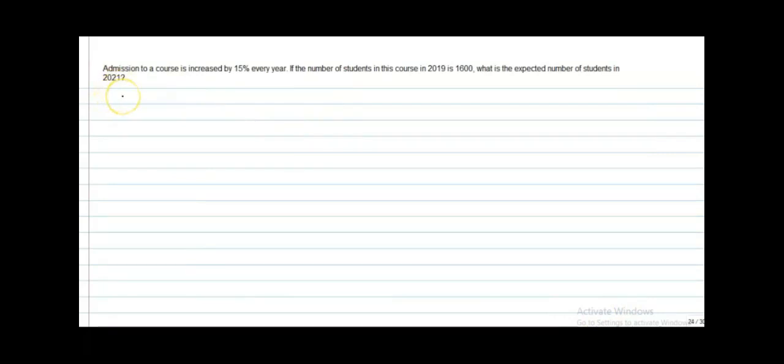Admission to a course is increased by 15% every year. If the number of students in this course in 2019 is 1600, what is the expected number of students in 2021? In 2019, the number of students are 1600. What will be the expected number of admissions in 2021? There is an increment of 15% every year. Every year 15% students are increasing.